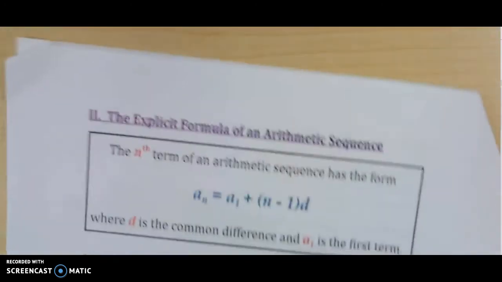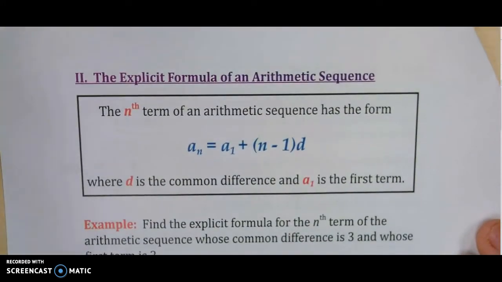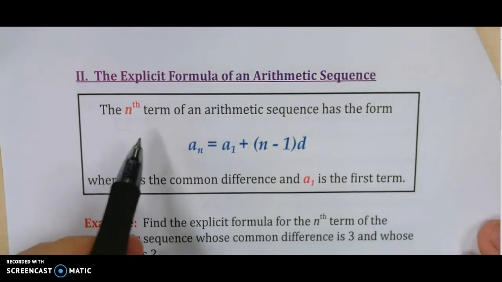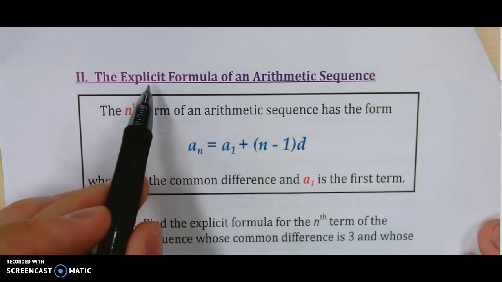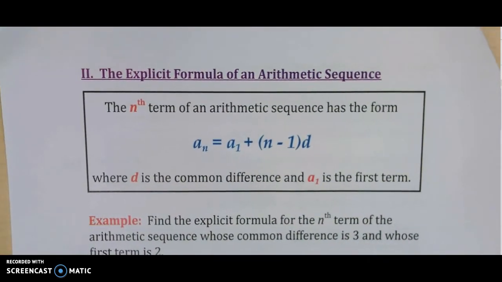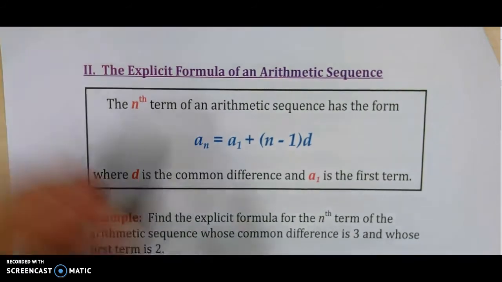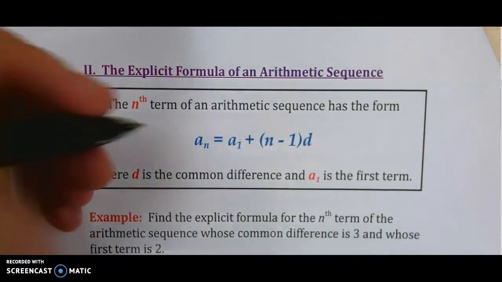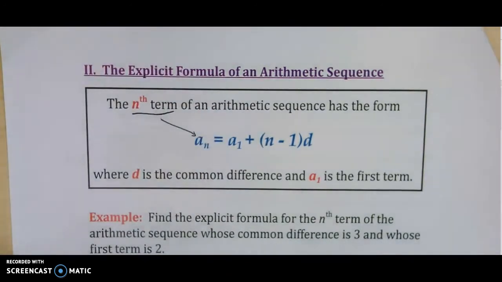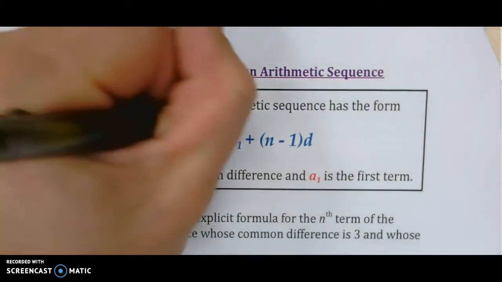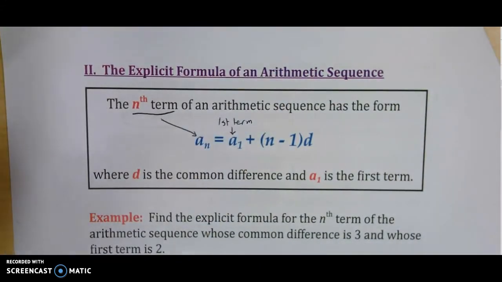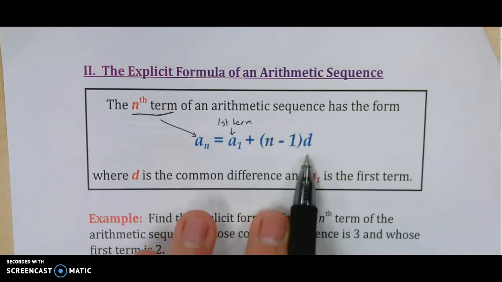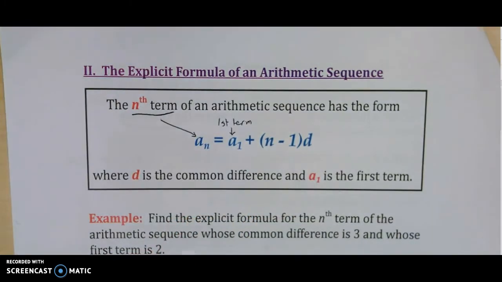Now let's get into the formula here. This would be a great spot if you wanted to pause. The explicit formula, explicit meaning I can figure out explicitly any given term without knowing any terms before it, is listed as a sub n, or the nth term, is the same as saying the first term, which is denoted by a sub 1, plus n minus 1 times the common difference of d.